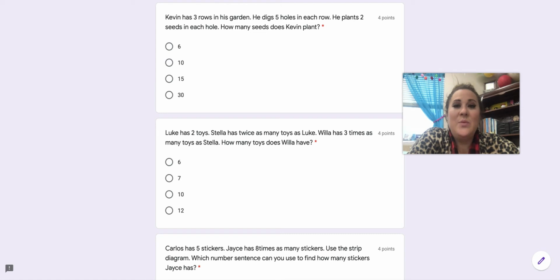Kevin has 3 rows in his garden. He digs 5 holes in each row. He plants 2 seeds in each hole. How many seeds does Kevin plant? 2-part problem again.